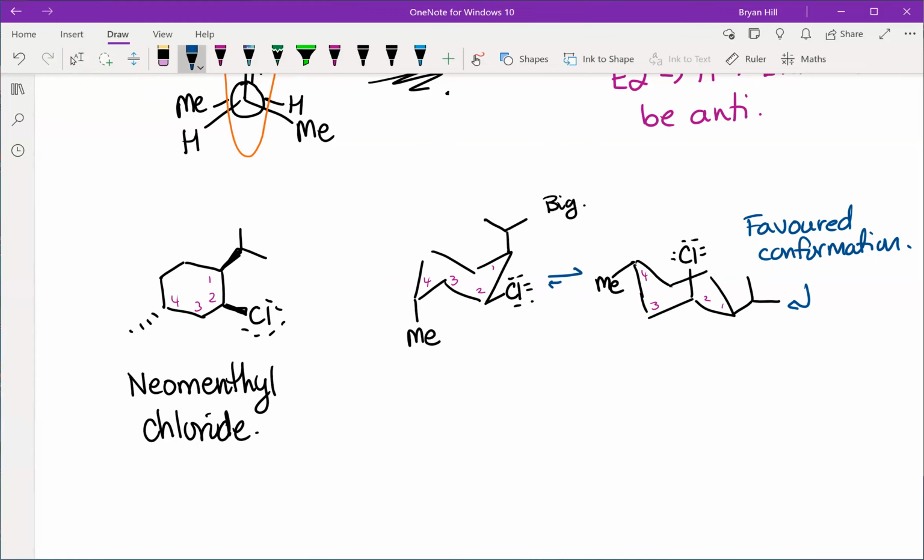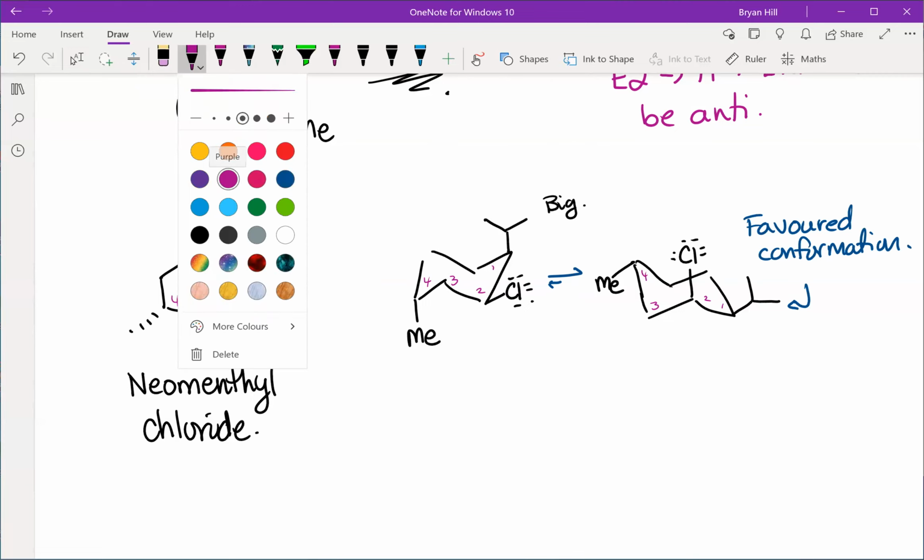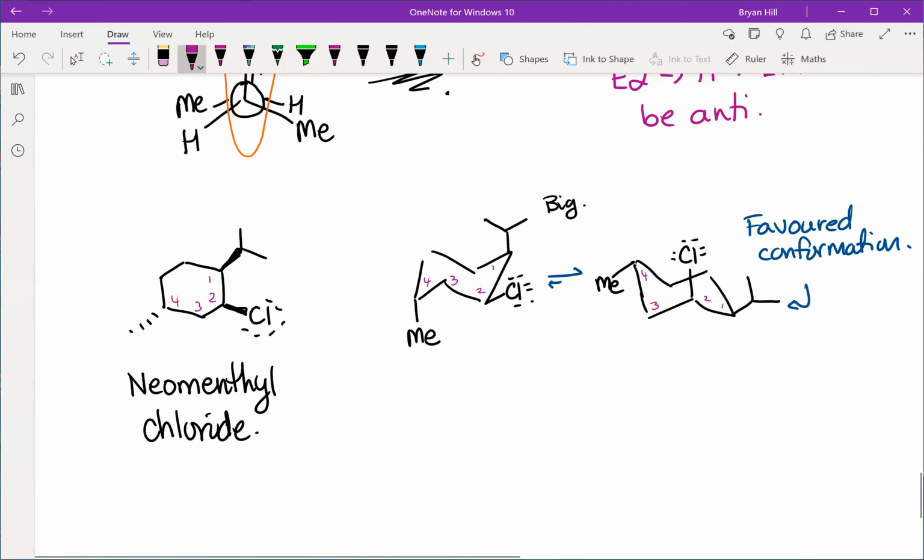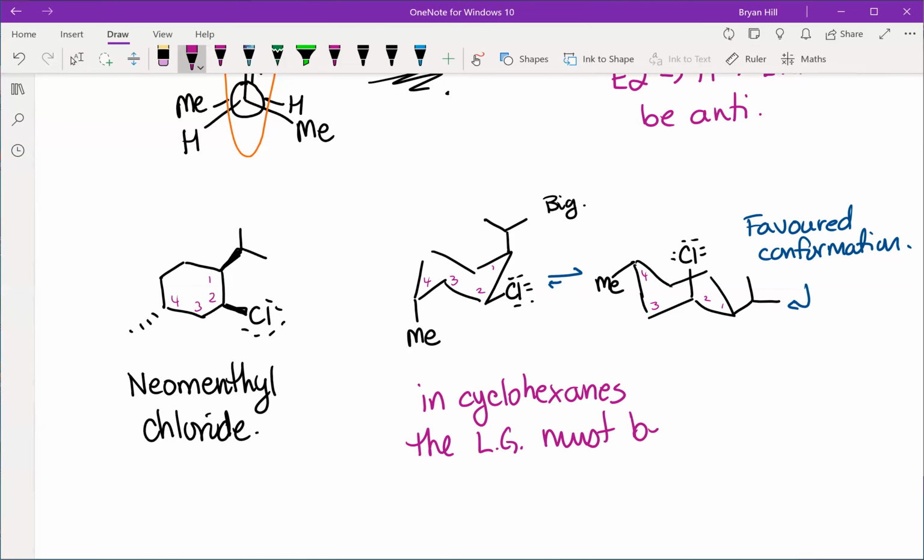Now, when it comes to an elimination reaction, an E2 elimination reaction, the two groups have to be anti to one another. So in cyclohexanes, this means that the leaving group must be axial. It has to be axial because when it's equatorial, a bond is where the proton needs to be. So if we draw, on this carbon, the proton's going to have to be axial as well.